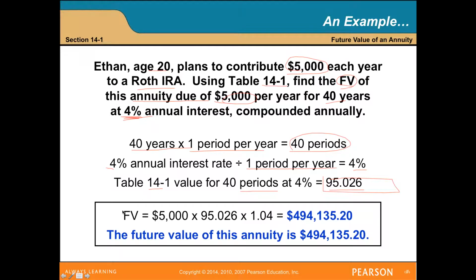So then the future value is 5,000 times 95.026 times 1.04 equals $494,135.20. So the future value of this annuity is $494,135.20. Now, if Ethan is 20 years old and he puts this money into this account for 40 years, he's going to be 60.